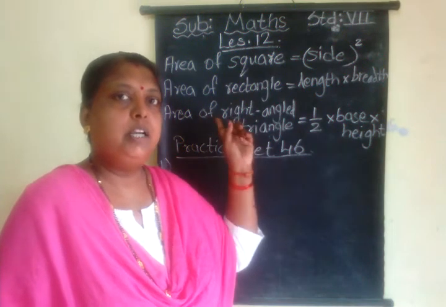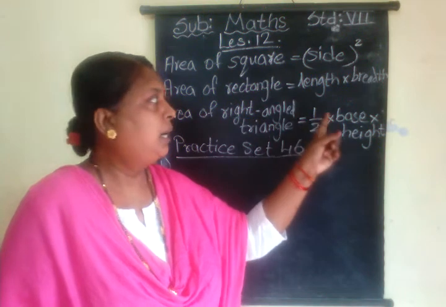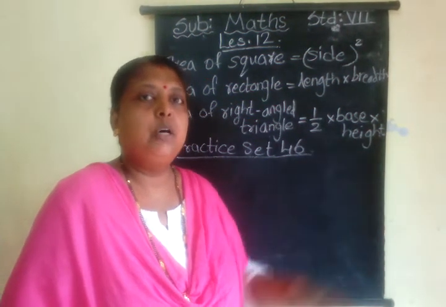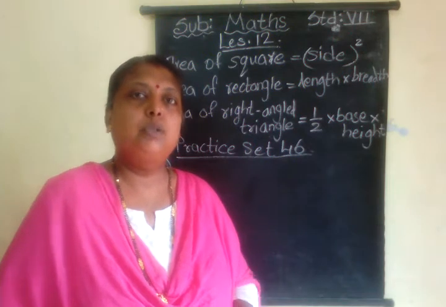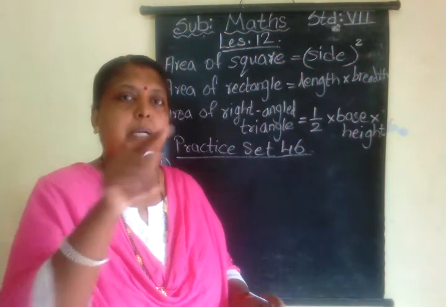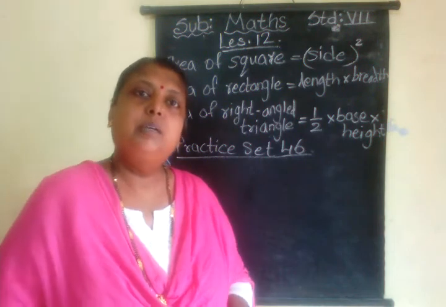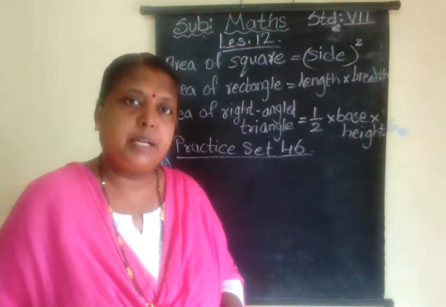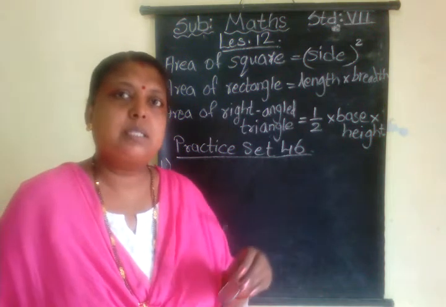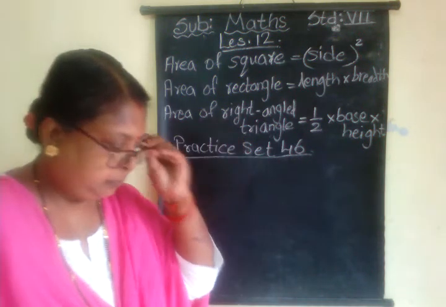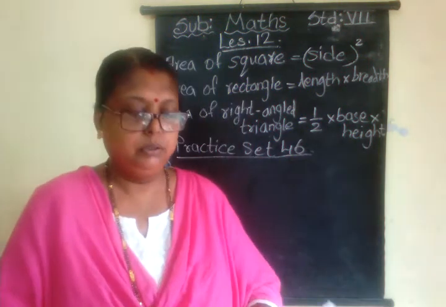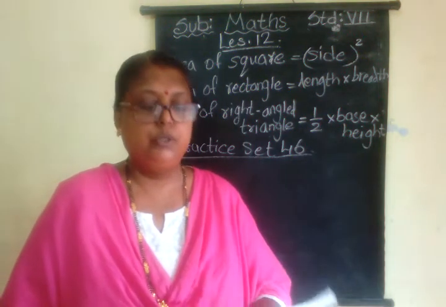To calculate area of a right angled triangle, half multiplied by base multiplied by height, or in short you can remember the two sides forming the right angle, the product of them multiplied by half is the formula to calculate area of a right angle triangle. Now we will learn practice set 46. See in your textbook. I think everyone's textbook is open. So first question I'll read for you.